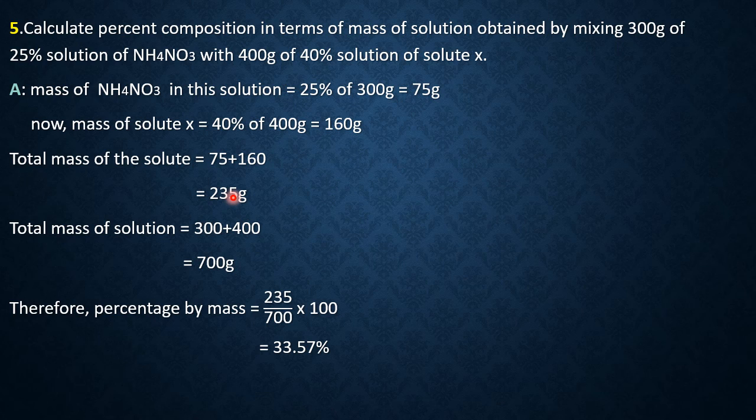Now what is the mass of the solution? One solution is 400 gram, the other one is 300 gram, together 700. So the mass of solution is 700 gram. Now the formula: percentage by mass equals mass of solute by mass of the solution into 100. That gives you 33.57. So in this way, we will calculate the mass percent of a particular solute or a solvent or a solution, whichever is required, depending upon what he has given.